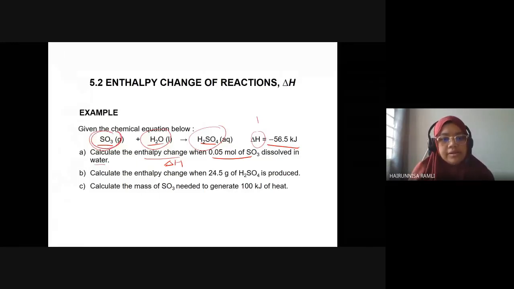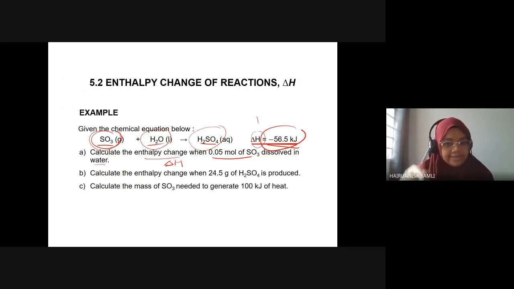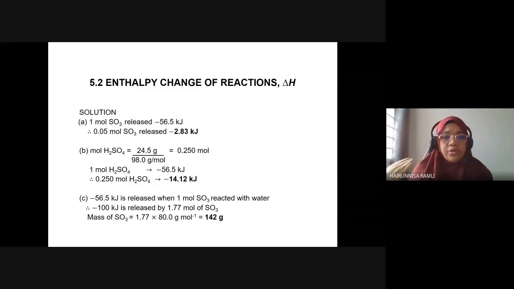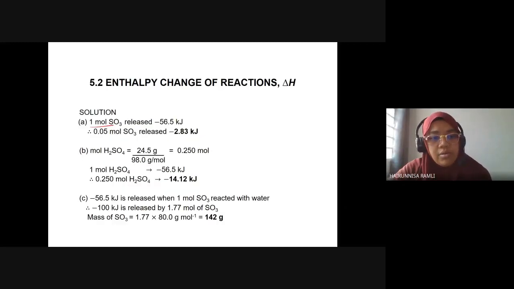So one mole of SO3 will release negative 56.5 kilojoule in this reaction. One mole of H2O, again, the value is negative 56.5. H2SO4 is formed with the value of negative 56.5 kilojoule. That is what it means. So now, when it asks for, let's say, 0.05 mole, how much? Of course, you can do the stoichiometry ratio. If one mole releases negative 56.5, then for 0.05, you make the ratio. So this is negative 2.83.